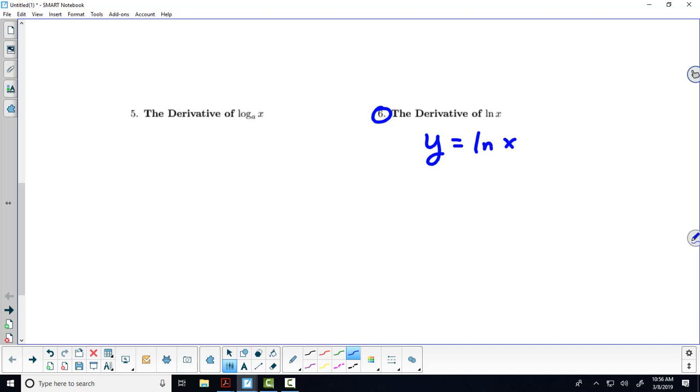This is a what type of function using our vocabulary from the last section? This is an explicit function, right? But the problem, and this is a really powerful tool, is I don't know how to take the derivative of this explicit function. I haven't learned. So let's go ahead and rewrite this explicit function as an implicit function. I can rewrite this as e to the y equals x. True?